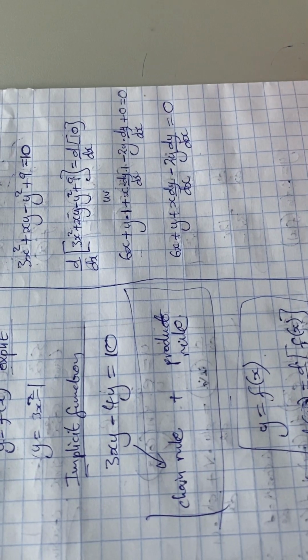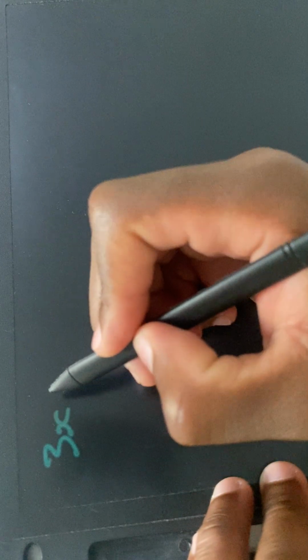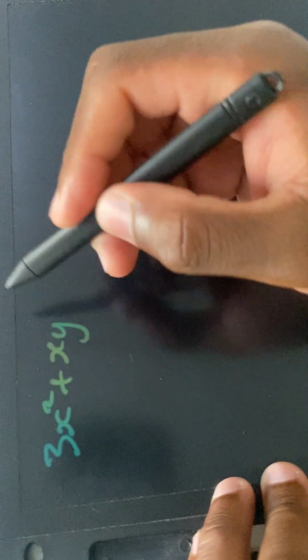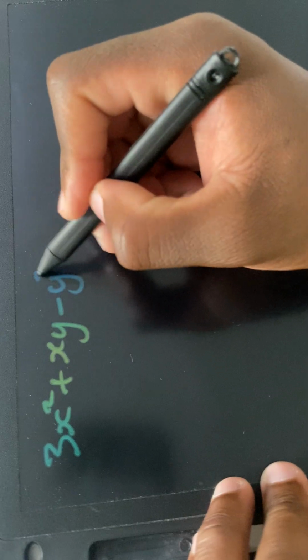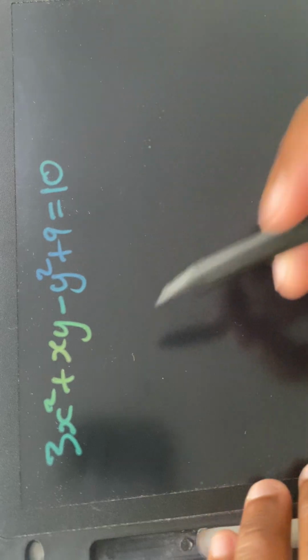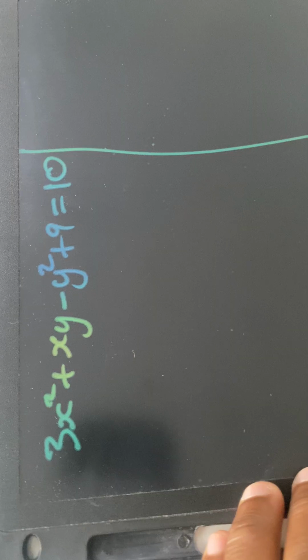So, okay, let me repeat this. Let me try to repeat this. So this is what we did here. We had our function 3x squared plus xy minus y squared plus 9 is equal to 10, right? So we had 1, 2, 3, 4, 5 terms, isn't it? So this is what I said to you guys.